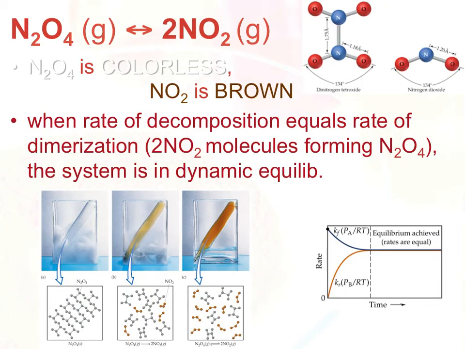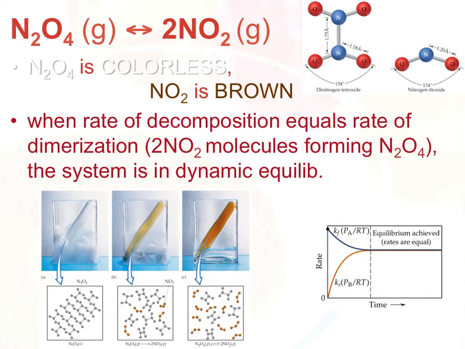So let's go ahead and look at the decomposition of the N₂O₄ into NO₂. We've talked about the macroscopic view, that visual eyeball look at the reaction process, and we see that right here in these three pictures. Now, what we need to know is that N₂O₄ is a colorless gas and that NO₂ is a brown gas.